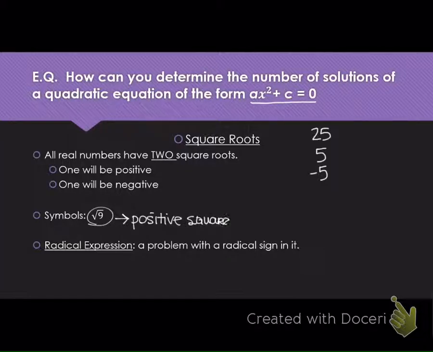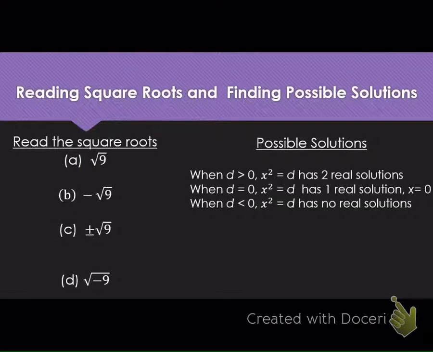Okay, so I want you to write that down, because I need you to understand when the radical is in the original problem, they are asking for the positive square root. They don't want them both. They want just the positive square root of 9. All right? Then, of course, a radical expression, we learned in 9.1, is a problem with a radical sign in it. Now, how do we read square roots, and how do we find possible solutions without graphing?